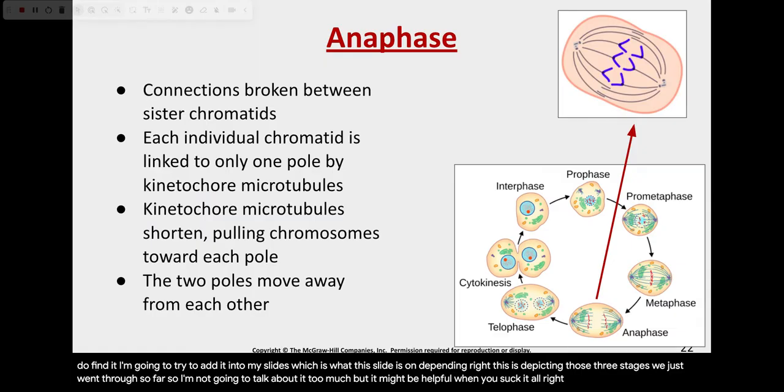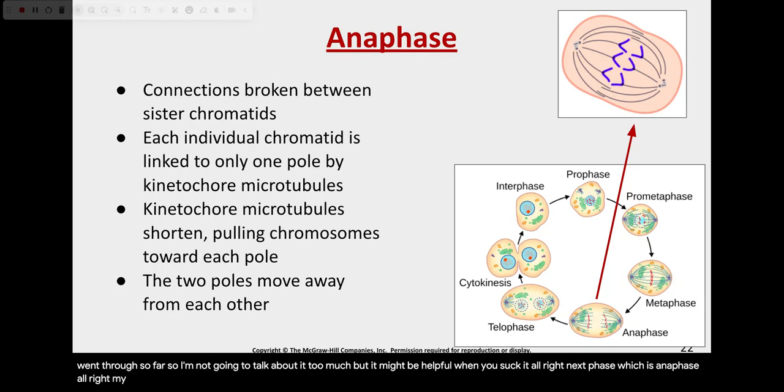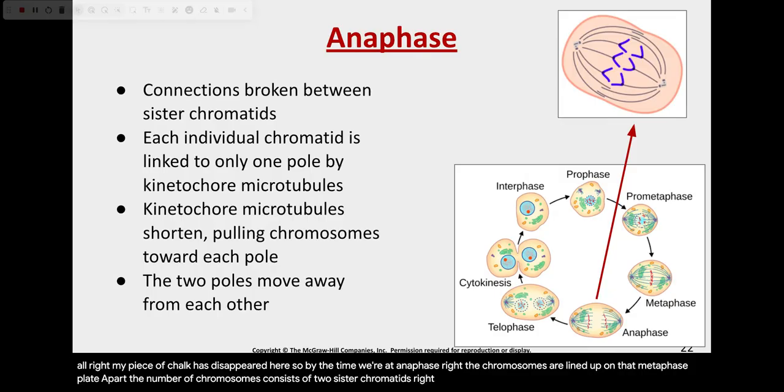All right. On to our next phase, which is anaphase. By the time we're at anaphase, the chromosomes are lined up on that metaphase plate. So when anaphase happens, those chromosomes are going to start to split apart, because remember, our chromosomes consist of 2 sister chromatids, and the sister chromatids are identical to one another. Those sister chromatids are going to split. So let's draw this out.